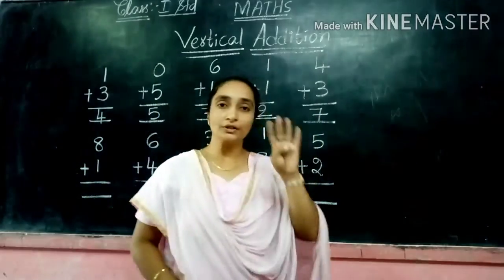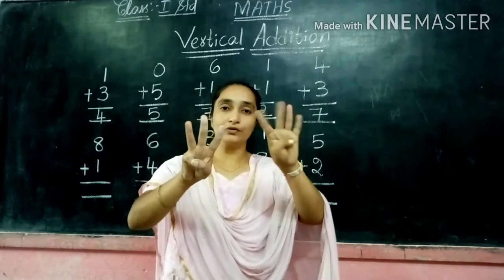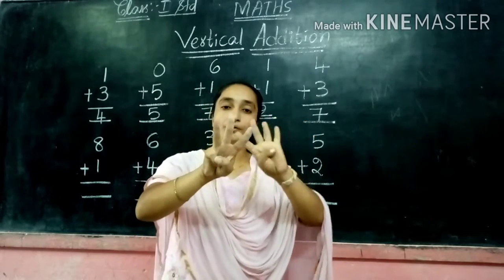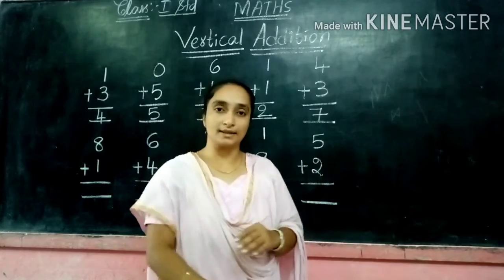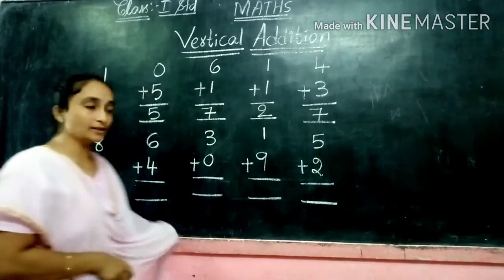You can check also, children. 4 fingers and the 3. 4 and 3: 4, 5, 6, 7. Got the answer 7. So here we have written the answer 7.